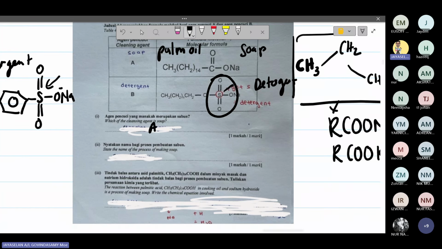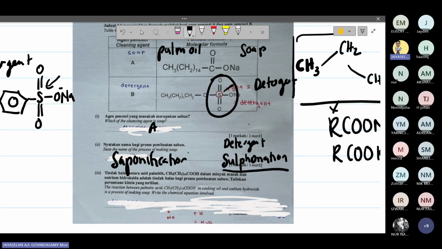Okay, 1 mark. Name the soap making process. The soap making process is called saponification. If in the exam they ask what is the name of the detergent making process, very simple, it is called sulfonation. Sir, is it not saponification? Oh, sorry, definition. Thank you. Okay, saponification. If they ask the name of the process to make detergent, sulfonation.